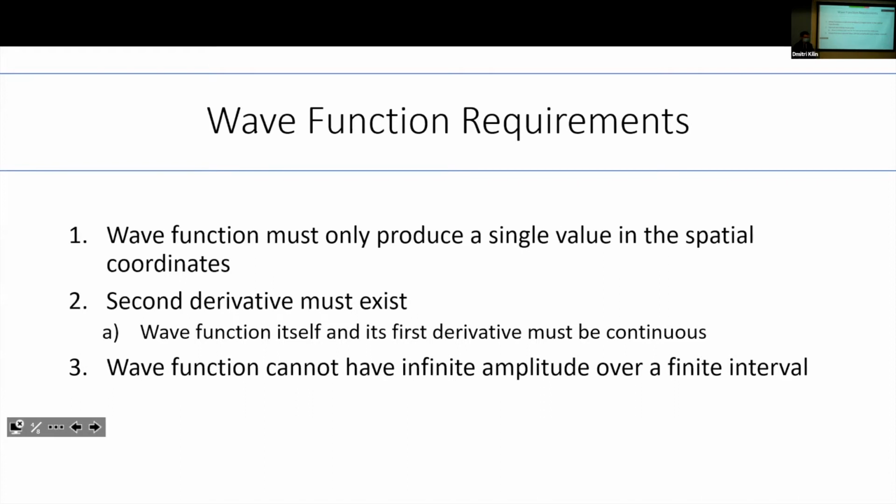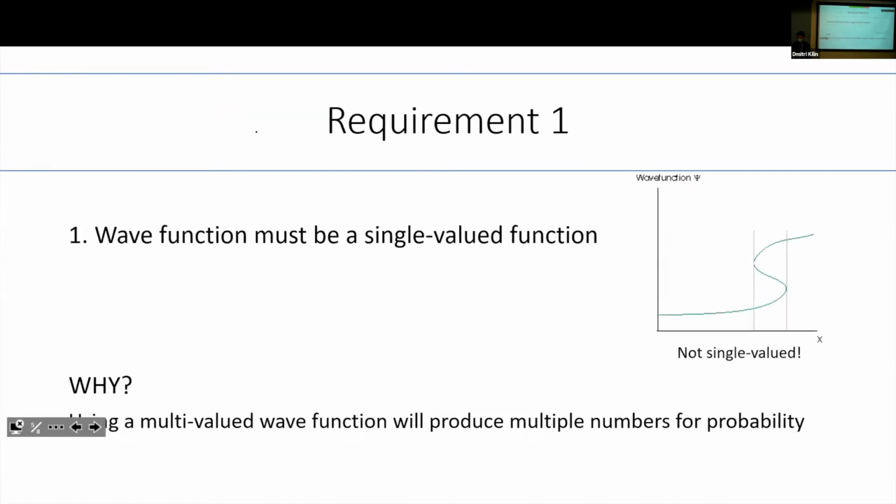So there are three wave function requirements. In order to actually compute any of this, the wave function has some things that it has to meet. The first thing is that the wave function must be single valued in spatial coordinates. The second is that the second derivative must exist. That also implies that the wave function itself and its first derivative must exist. The wave function also cannot have infinite amplitude over a finite interval. I'll go into more depth on these.